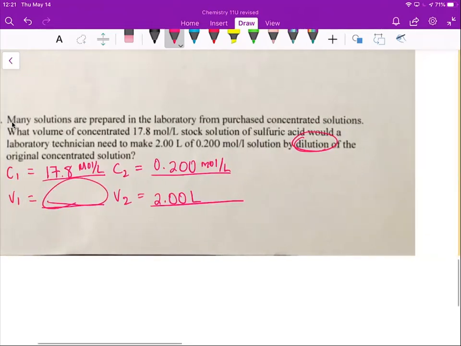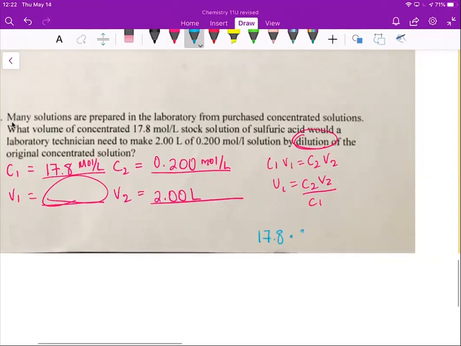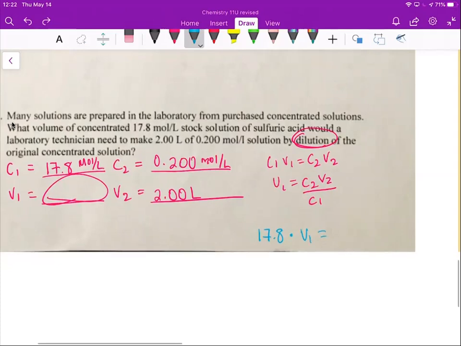V1. Now you can rearrange your equation, C1, V1 equals C2, V2. Okay, all those years of algebra are paying off in chemistry because we need you to be really good at rearranging equations. Or you can do what I do and I just plug in everything to the equation, and then once I have the numbers in, then I rearrange it. So I go 17.8 times V1 equals C2. Oh, no, plug in my numbers. See, I don't have you guys in front of me saying, Miss Fella, you did it wrong. I actually really appreciate it. Okay, so there we go.